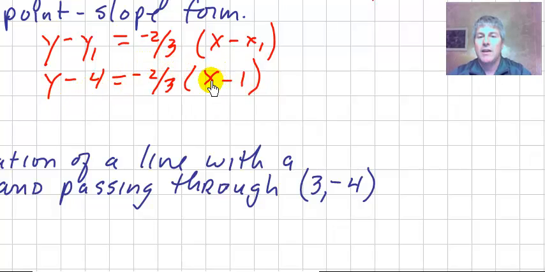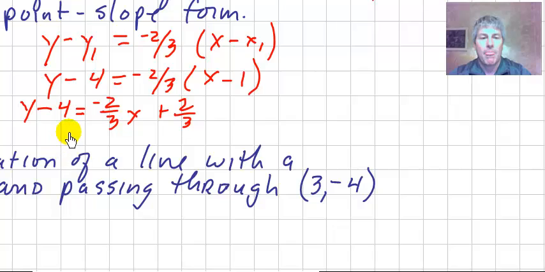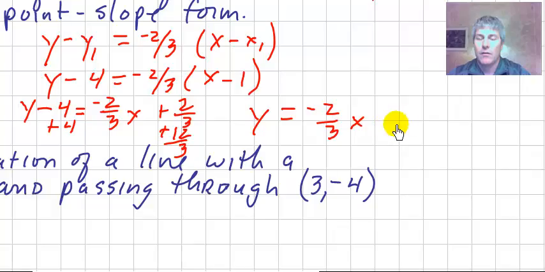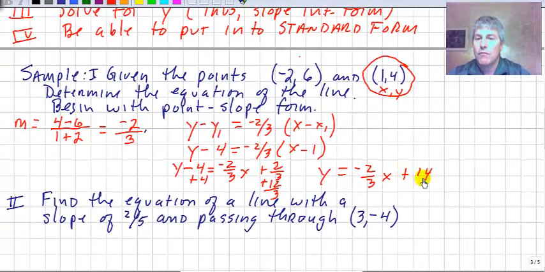We're going to distribute the -2/3, which will give us y minus 4 equals -2/3 x plus 2/3. We're going to add 4 to both sides. We have a fraction here, thirds, so instead of adding 4, I'm going to add 12/3, because that's the equivalent of 4. So I will add 12/3 to this side, and we get y equals -2/3 x plus 14/3.